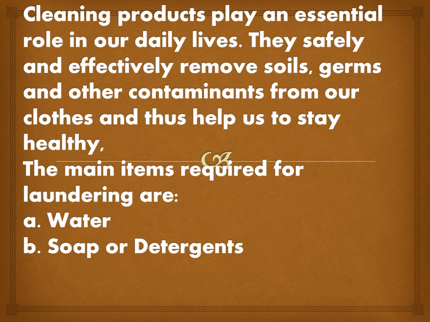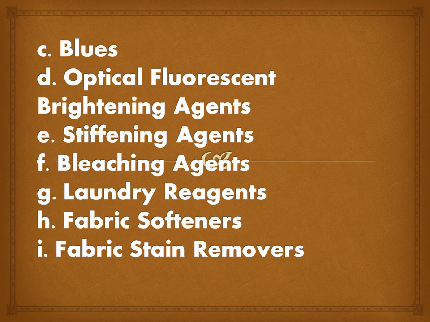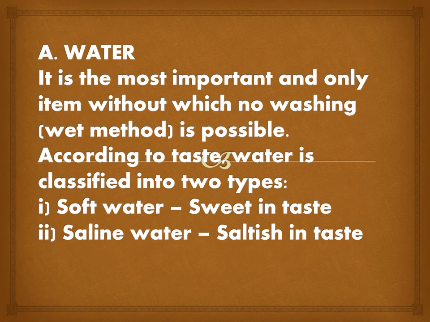The main items that are required for laundering are water, soap or detergents, blues, optical fluorescent brightening agents, stiffening agents, bleaching agents, laundry reagents, fabric softeners, fabric stain removers. First we'll discuss about water. It is the most important and only item without which no washing is possible.